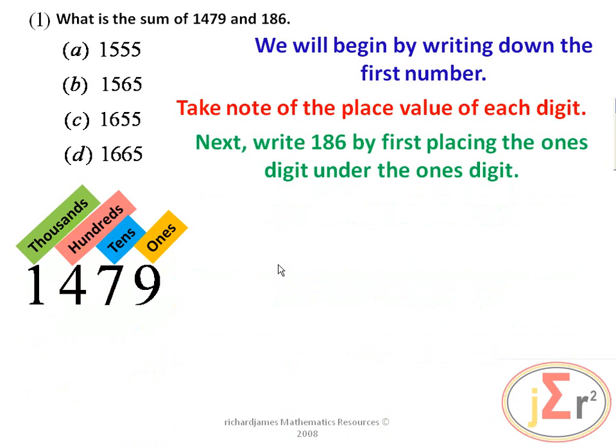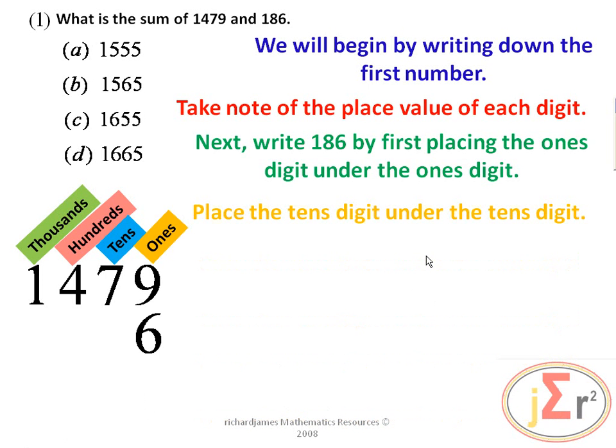Next, write 186 by first placing the ones digit under the ones digit. So we will have those digits properly vertically aligned. The ones digit will be placed vertically aligned with the ones digit of the other number, and we'll do the same for every digit in the number. So the next digit is the tens digit of 186, which is the 8, and it will be vertically aligned with the tens digit of 1,479, which is 7.